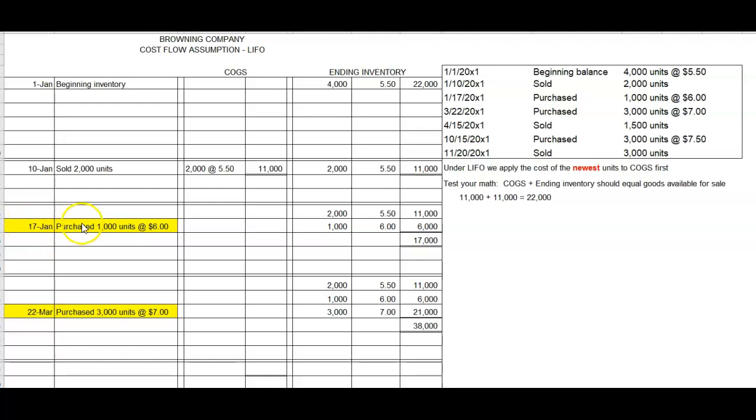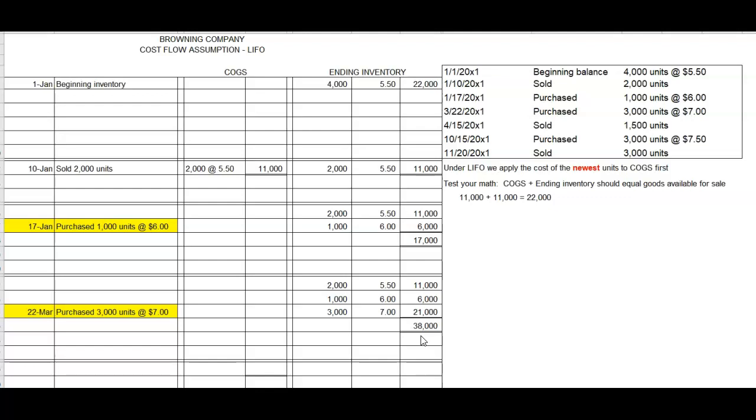On our January 17th purchase, we added a layer to our old layer. 1,000 at $6 equals $6,000, added to the $11,000 left over after the last sale, and we have $17,000 of goods available for sale. The next transaction is a purchase, so we have to carry down our old layers, and then add the March 22nd purchase of 3,000 at $7 a piece for $21,000. Add those three layers together, and after the March 22nd purchase, we have $38,000 of inventory available for sale under, by the way, both FIFO and LIFO, and weighted average and specific identification.